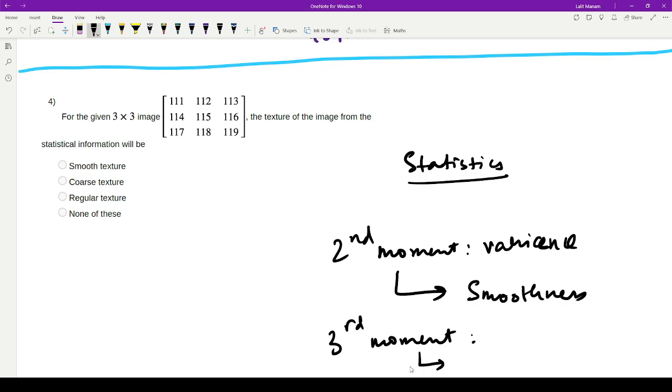What does it signify? Skewness. What is skewness? Smoothness, everyone understands, right? How smooth the image is. I mean, how much low frequency content is there compared to high frequency content. That's what smoothness is, roughly speaking.